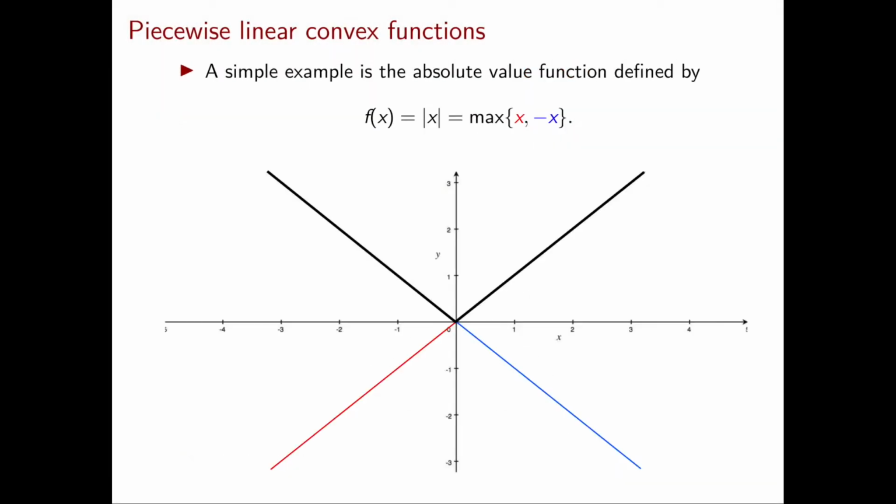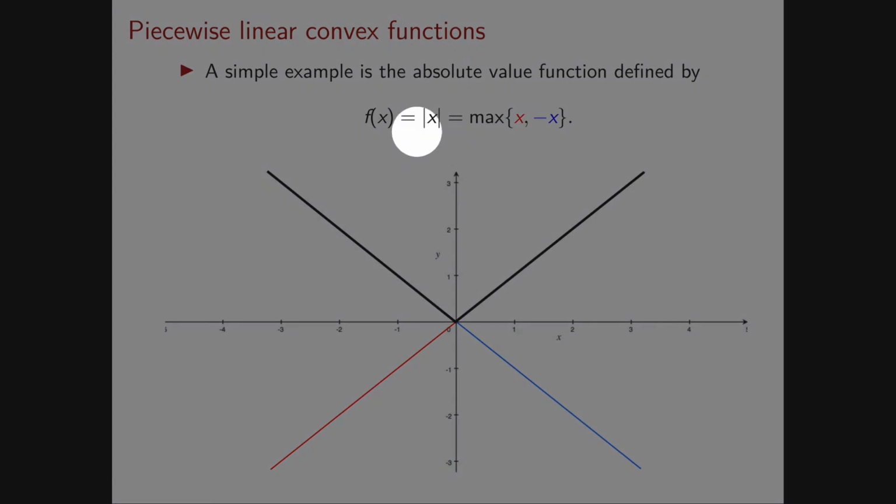The most well-known example of a piecewise linear convex function is the absolute value. In fact, the absolute value of x can also be written as the maximum of x and minus x. In this case, as you can see, this is the function minus x, this one is the function x, and the maximum gives us exactly the absolute value.